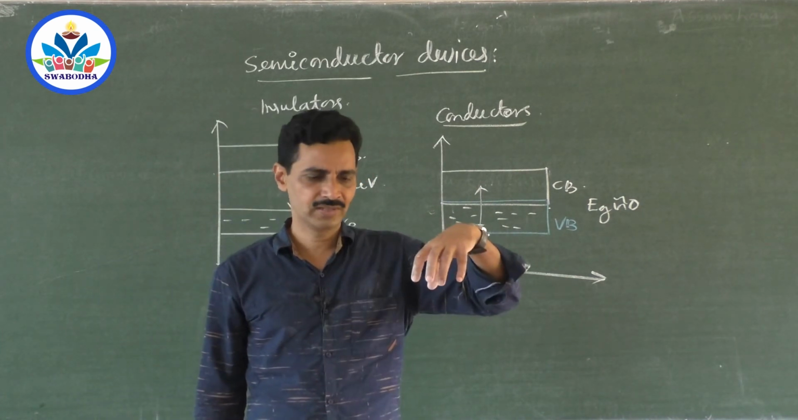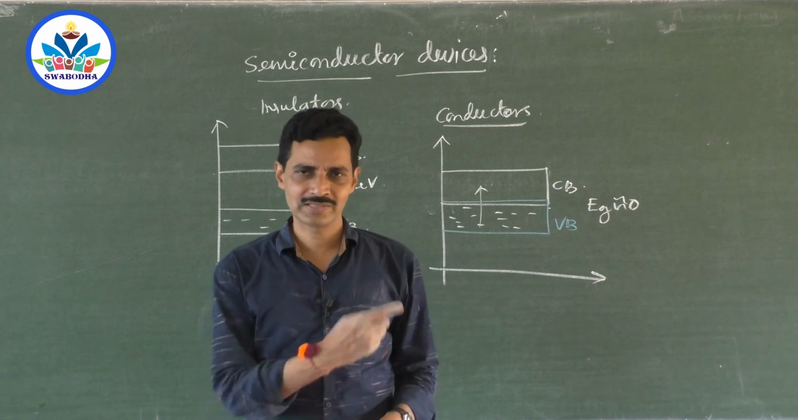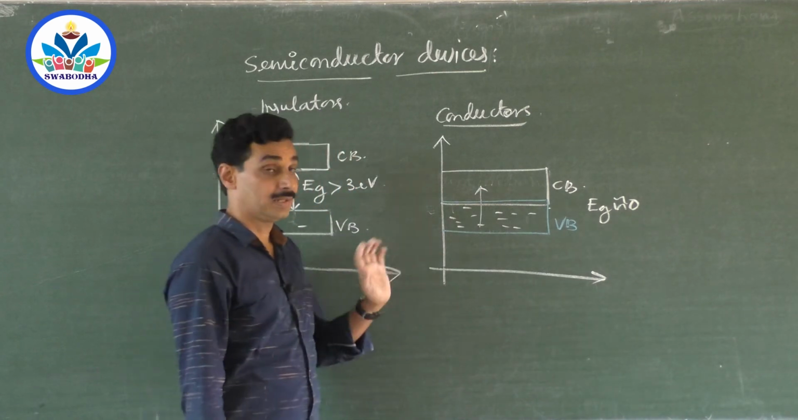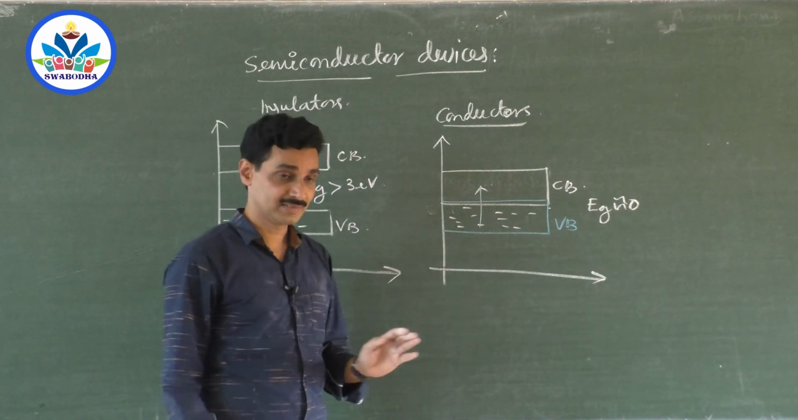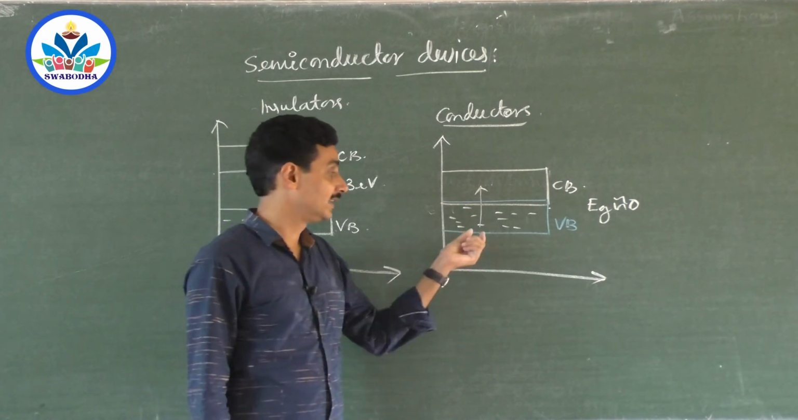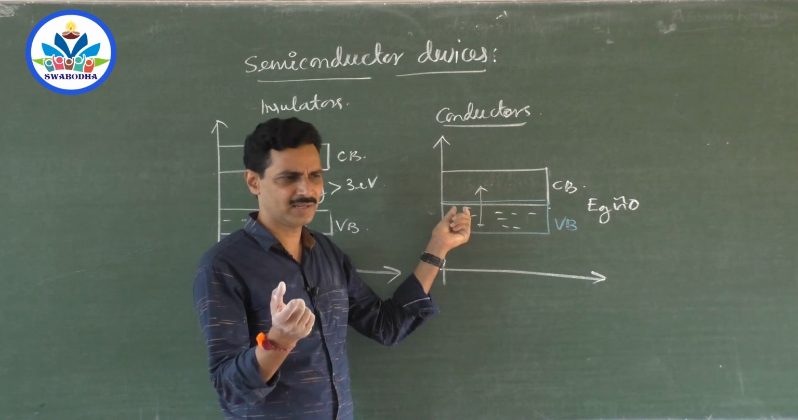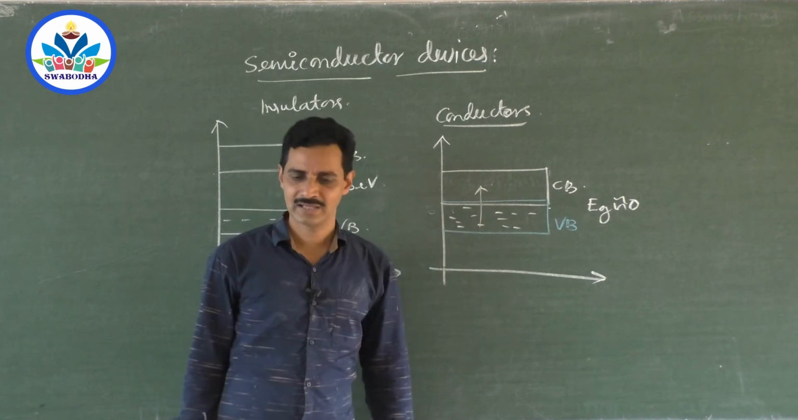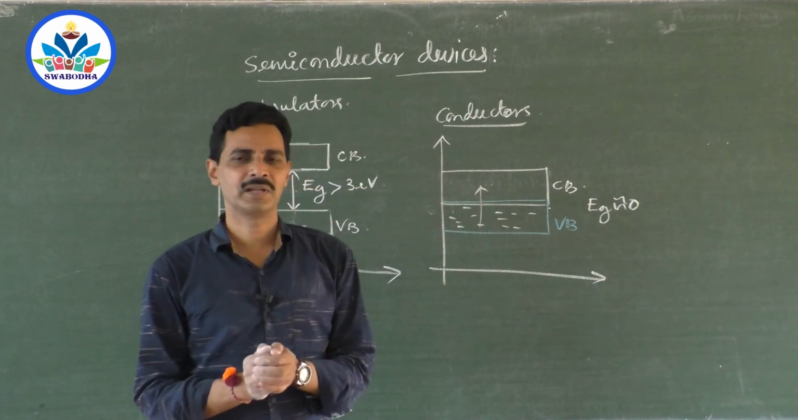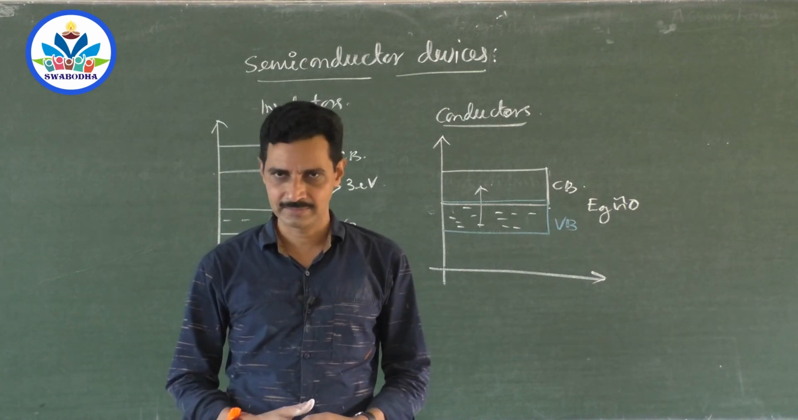Suppose a ball is found on the ground, just a push is enough, it starts moving, right? In the same way, but it is not like that here. Simply I have given an example. Here, a small energy supply is enough, just a small energy. Electrons can go to the conduction band, and that conductor becomes a very good conductor of electricity.